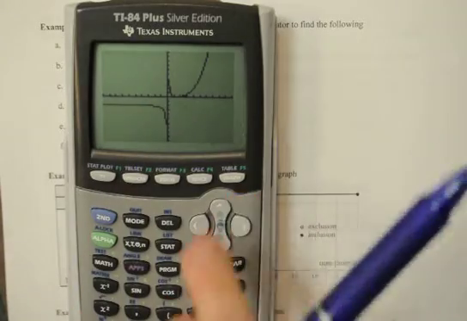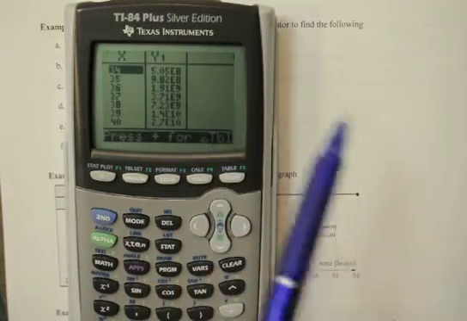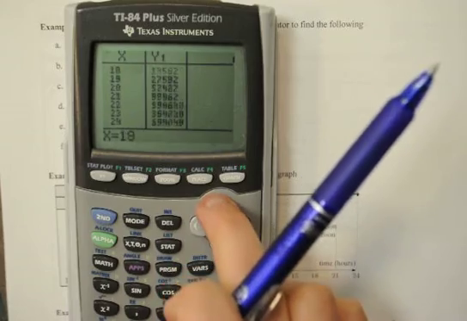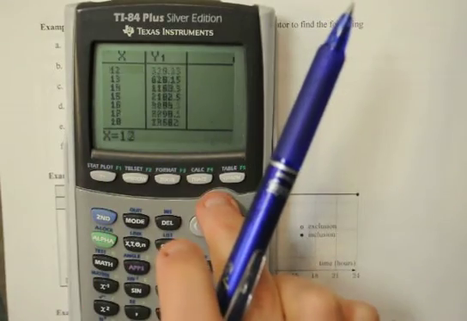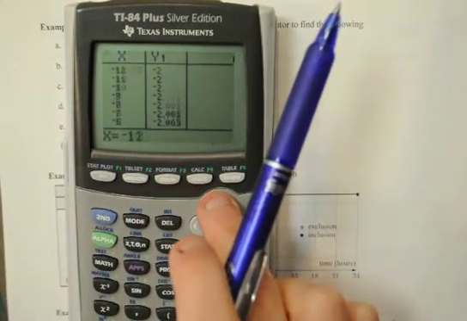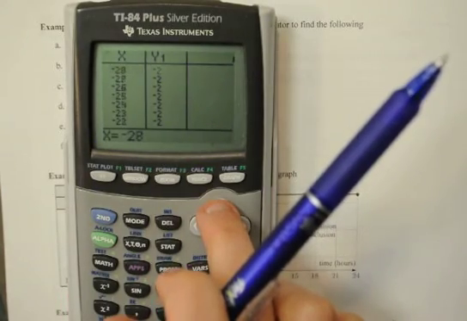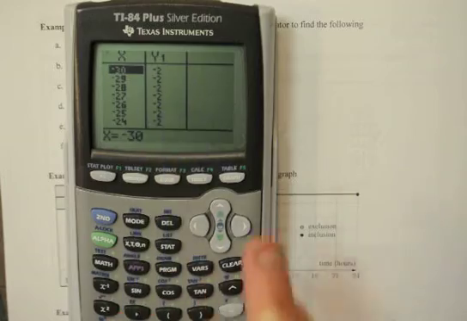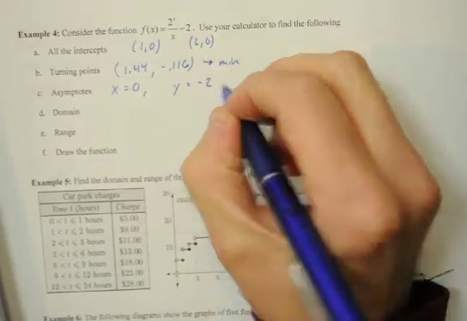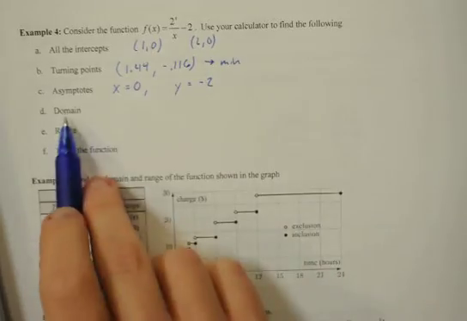And I'm going to go look at my table of values. So click table. And I'm going to go backwards. I'm going to go to negative infinity and see what happens. So these are my x values. Look at what happens to the value as I get more and more negative. It's becoming negative 2. There's an asymptote at negative 2. That's our horizontal asymptote.